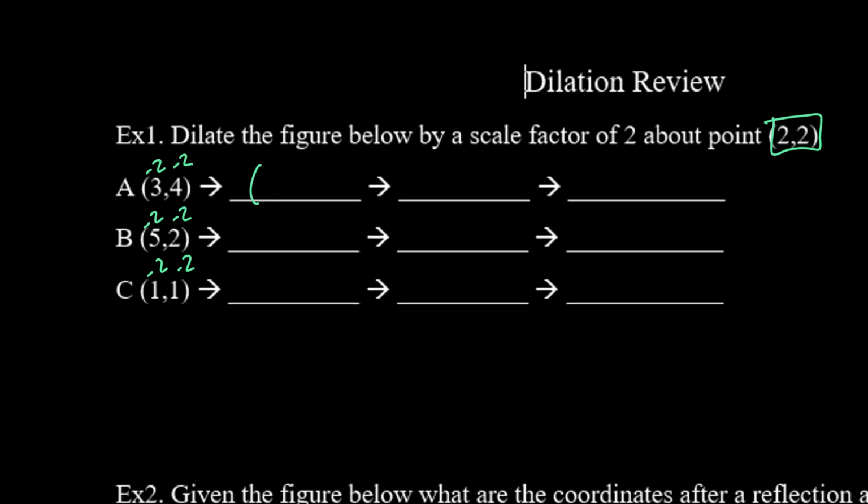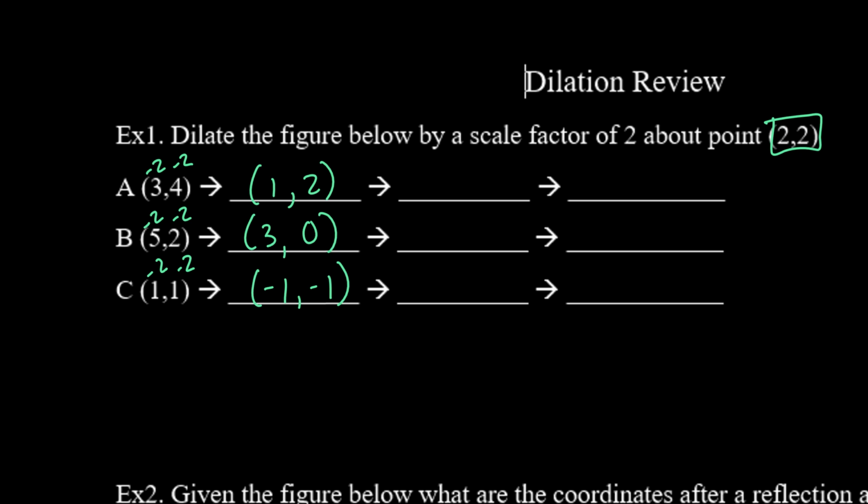So 3 minus 2 is 1. 4 minus 2 is 2. 5 minus 2 is 3. 2 minus 2 is 0. 1 minus 2 is negative 1. 1 minus 2 is negative 1. So these are our coordinates as if 2, 2 is our new origin.